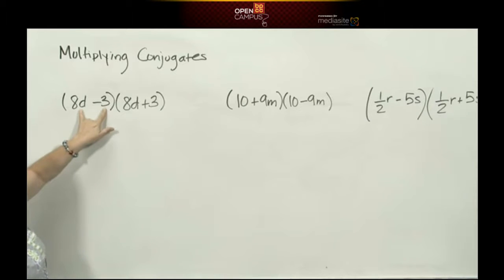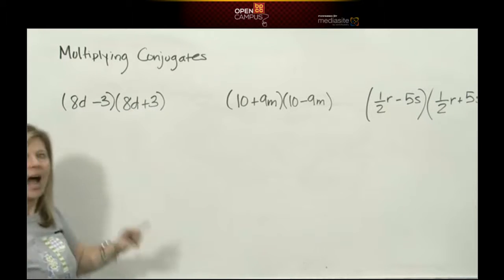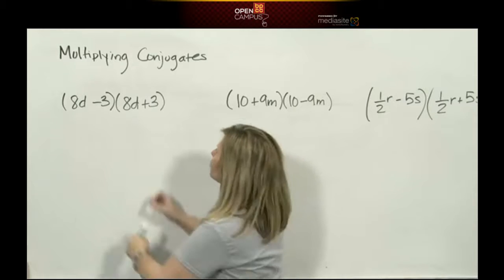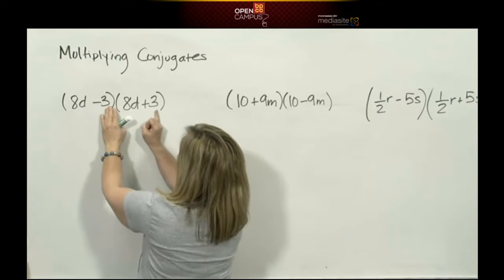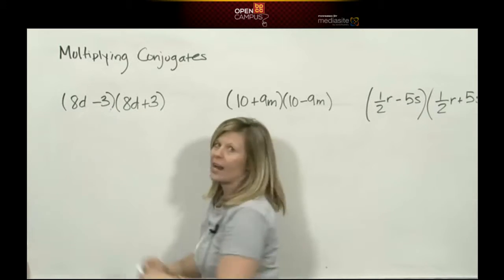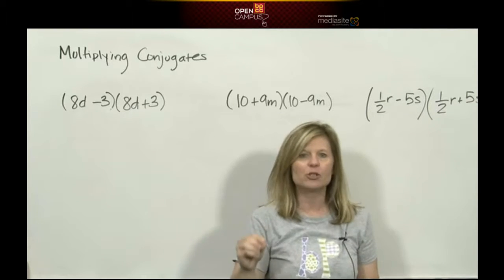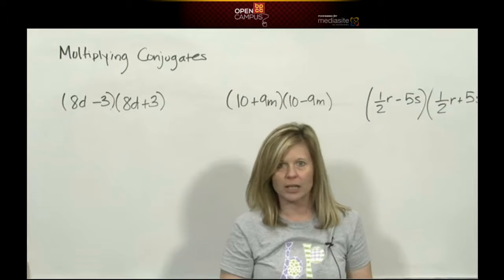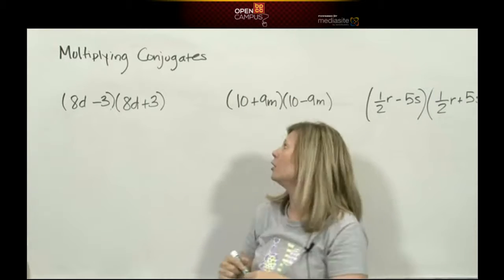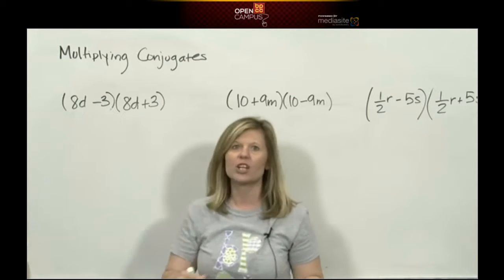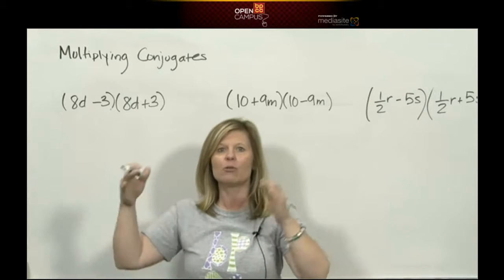I know these are binomials, two terms, two terms. I also know they're conjugates because they both have 8d, they both have 3. All I did was change the middle symbol. If I'm multiplying conjugates, I do not need to work it out vertically. I can do it in my head. The rule is to multiply conjugates, you multiply who's first and who's last.